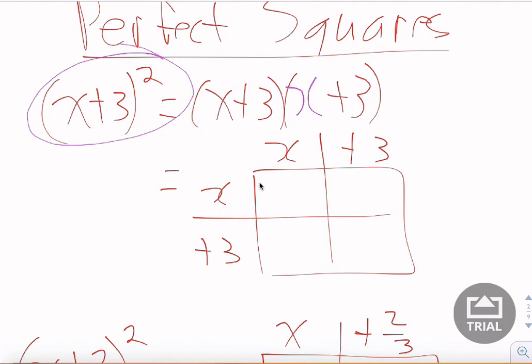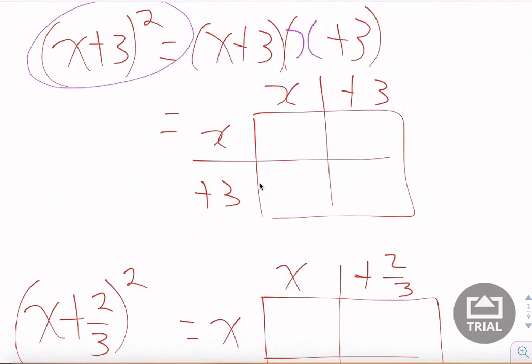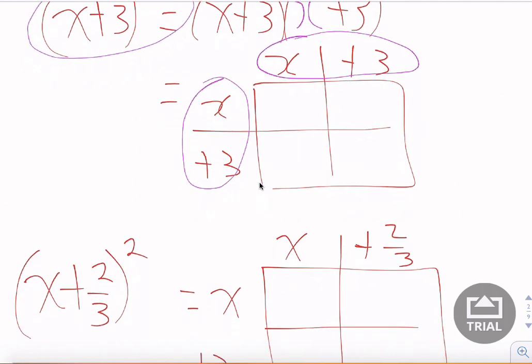It means x plus 3 multiplied by x plus 3. We've already done this, but I just want to go through it again with you. So it's an area model that we're going to work with. We're going to do x plus 3 multiplied by x plus 3. And that's what it means to be a perfect square, right? The length and width are the same.